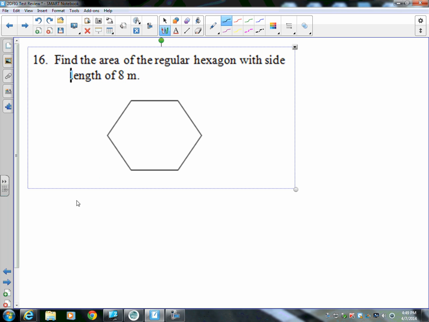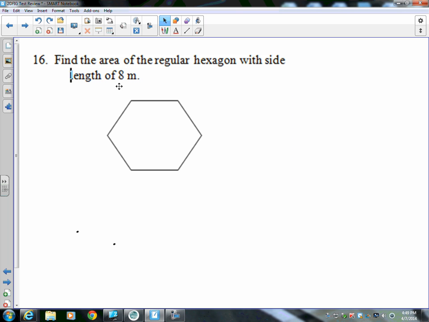Next question, it should be number 12, but it's actually number 16. It says find the area of the regular hexagon with side length of 8. Okay, we know this is 8. A regular polygon means that all the sides are congruent to each other, meaning they're all 6 sides 8. And we know the area of a regular polygon is 1/2 little a times big P. Little a stands for apothem. P stands for perimeter.